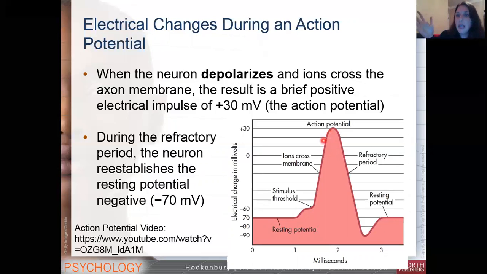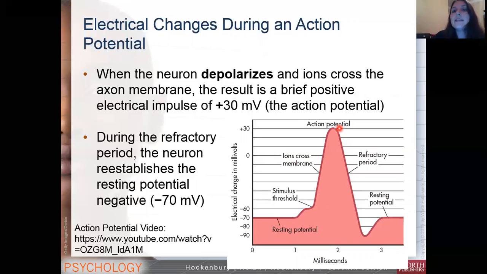So these channels open up wide. Think of it like a floodgate, okay? And these positively charged sodium ions rush inside the membrane, making it more and more positive till it hits +30. Now, +30, that is where we say that the impulse has occurred. The electrical charge has occurred. And once that +30 is met, the electrical signal is sent to the next cell. It has fired, it has activated, it has done its job.